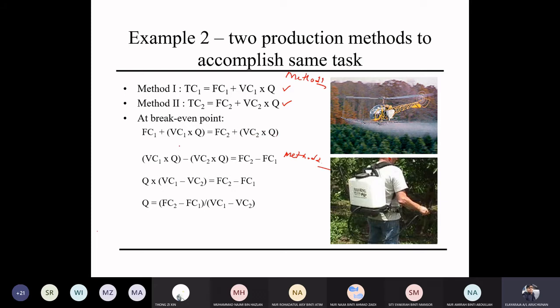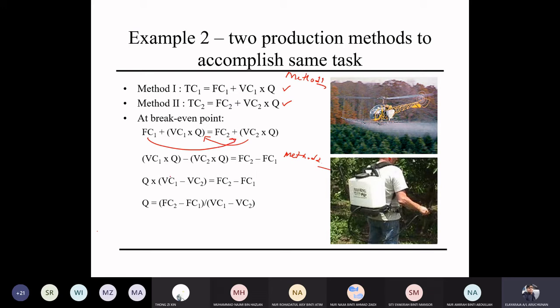Now we just use algebraic operation, in order to calculate the break-even, the number of plants at which the two methods are equally good. What I'm going to do is very simple. You just do the mathematical operation. You move the VC2 over here, and then FC2 minus FC1, you move to the right-hand side.